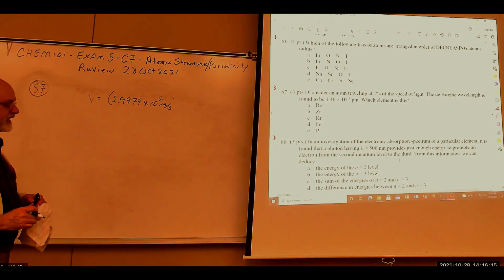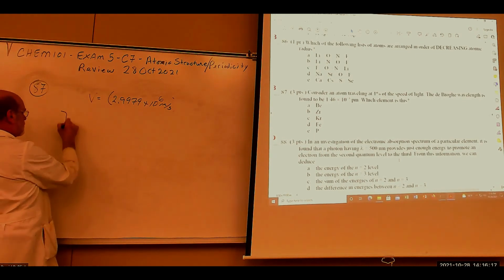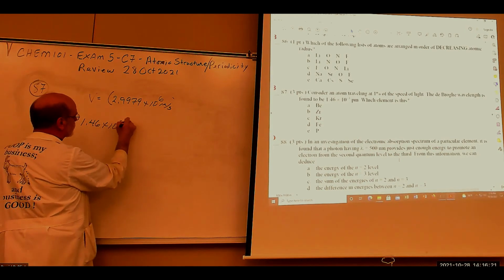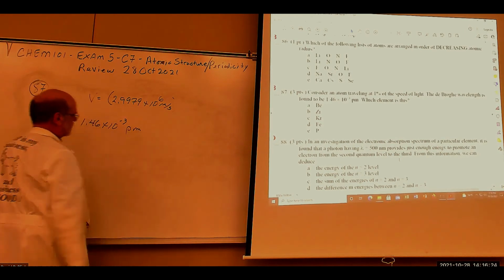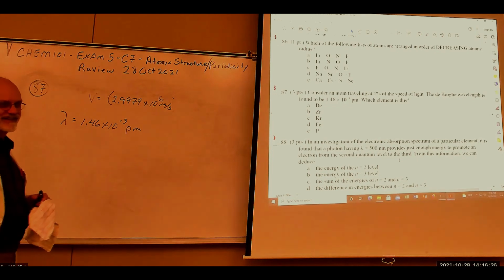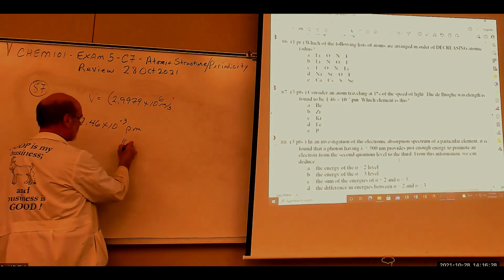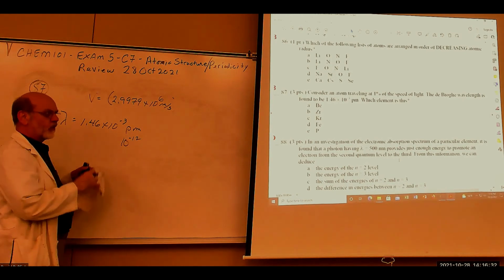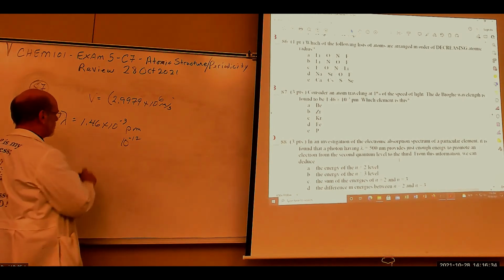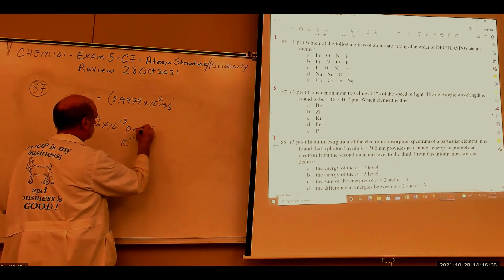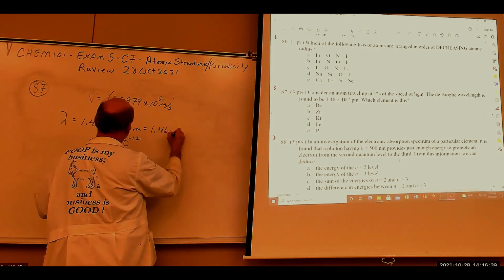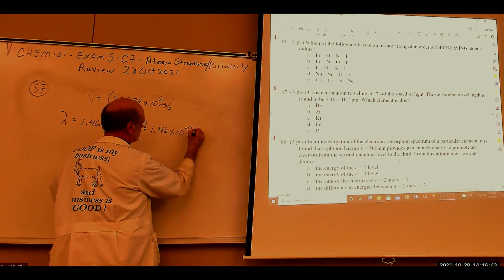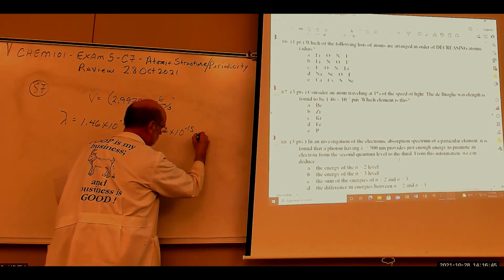The de Broglie wavelength is 1.46 times 10 to the minus 3 picometers. But what's a picometer? 10 to the minus 12. Okay, so in meters, we know we're going to have meters eventually. So in meters, it's 1.46 times 10 to the minus 15 meters.